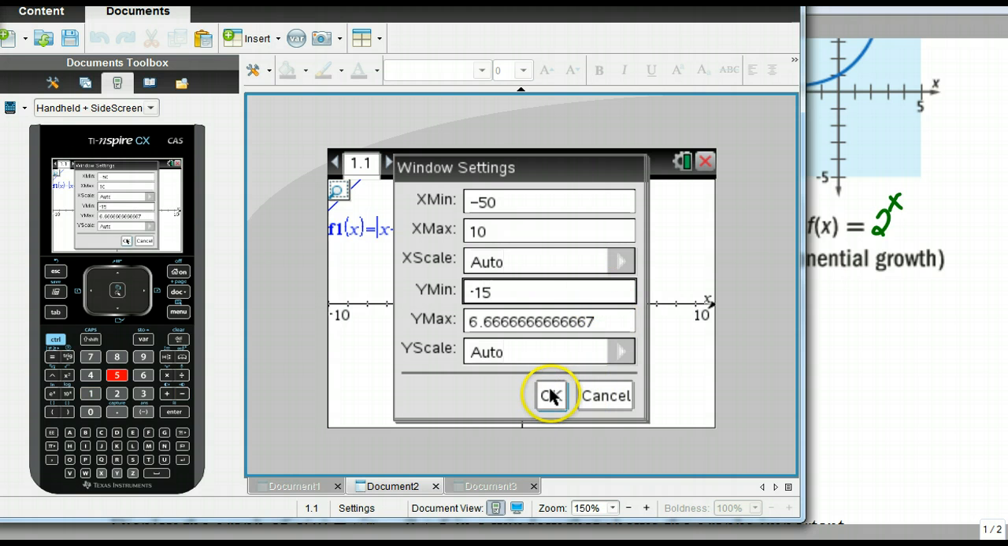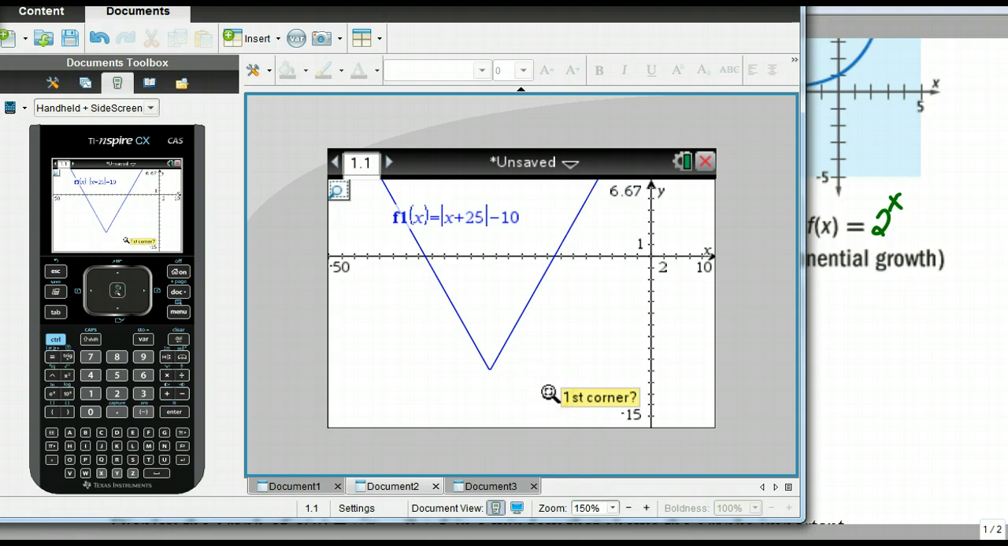And then I'm just going to leave the rest. So if I hit OK, then you can see it on the screen.